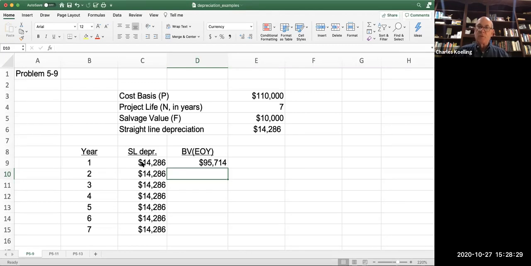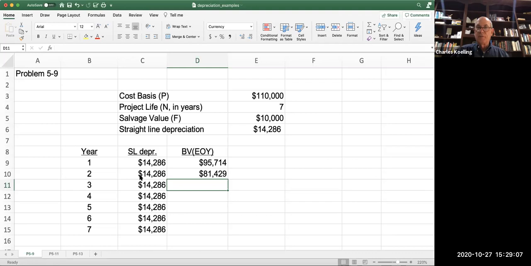Now for the subsequent years, we'll be able to build a formula that we can drag down that's easily repeated, since we're referring to the book value in the immediately preceding year. So this book value at the end of year 2 will be the book value at the end of year 1 minus the depreciation that we took in year 2. That gives us the book value at the end of year 2, $81,429. We can copy that formula on down and it will continue to calculate in that fashion.